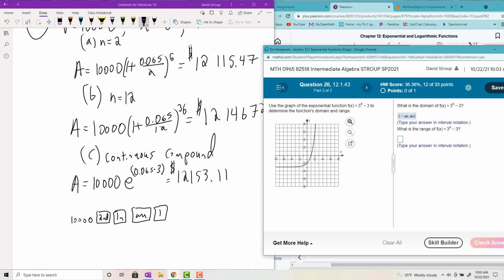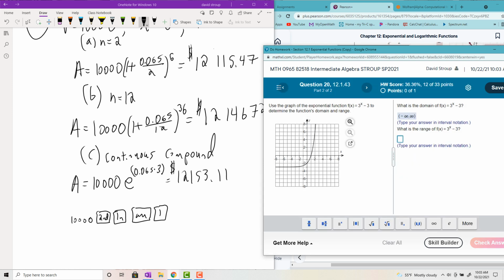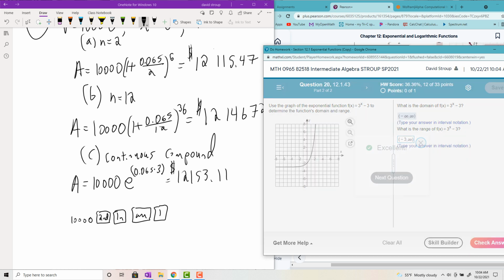What else? What's the range? You can look at the graph and see the y values. It's just going from -3 to infinity. It never hits -3 though. It gets really, really close to it, but it never hits it. So in your answer, you would put parentheses, -3 to infinity. Okay. You check your answer.